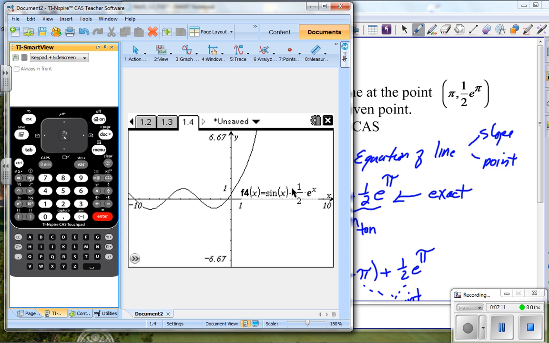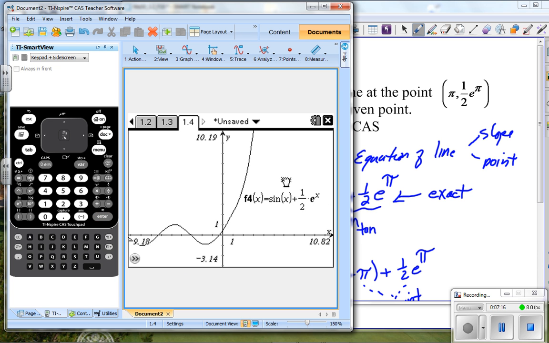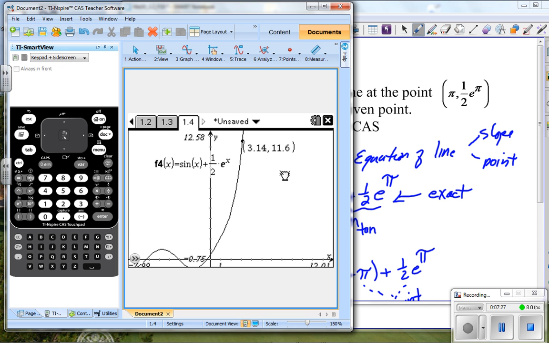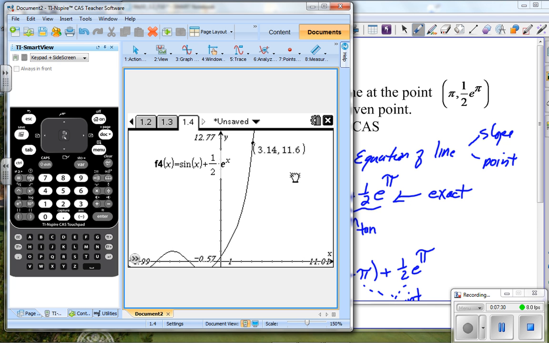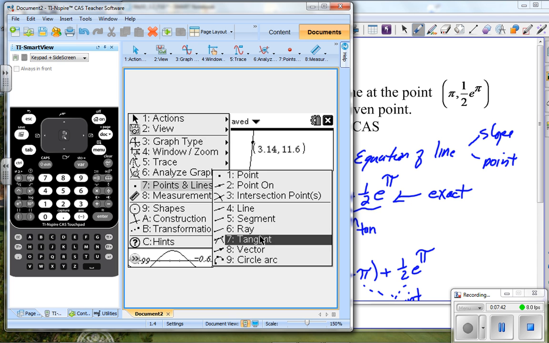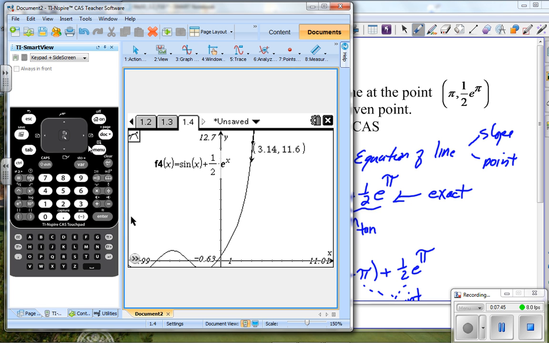And whoops, what happened to our point? Well, obviously our point is above where we see it, so we can either use another window, or we can just grab a hold of that and drag it down so that we can actually see that curve there. Okay, we need to put a point. Actually, we have a point. Let's put a tangent on that curve, and then we're interested in the equation of that.